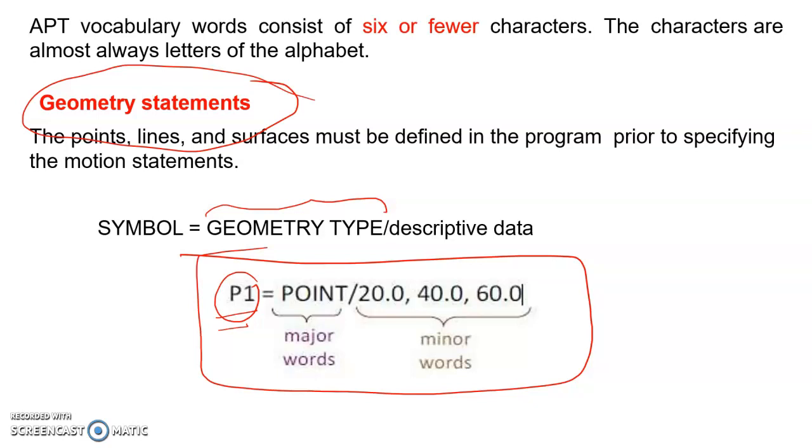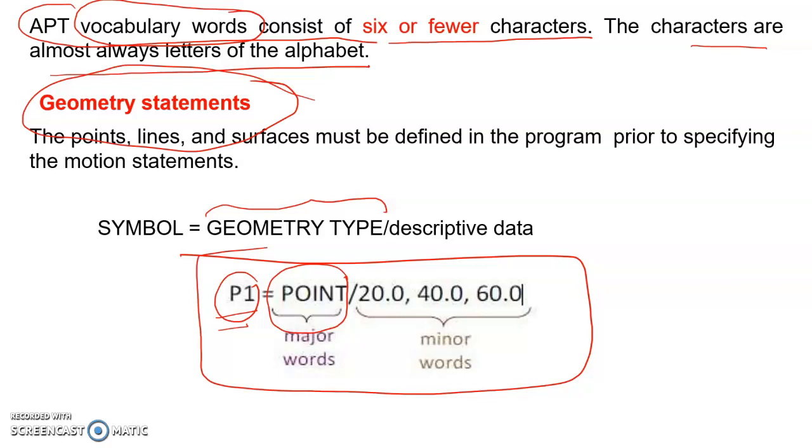And this word is known as the APT vocabulary, because APT has a number of words. So these are the words which are used in APT. Here the first one is the point. Point is the first word in that vocabulary, and it consists of 6 or fewer characters. That is very important, because the character length is limited to a maximum of 6. Here the point contains 5 characters, and the characters are almost always letters of the alphabet, capital letters we are using.